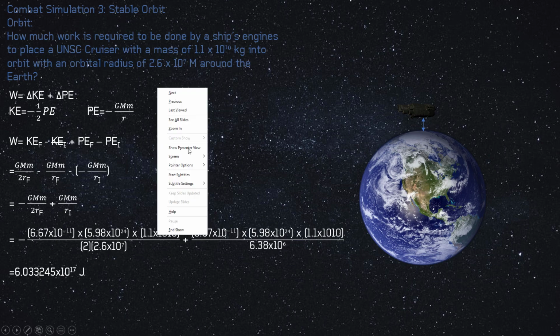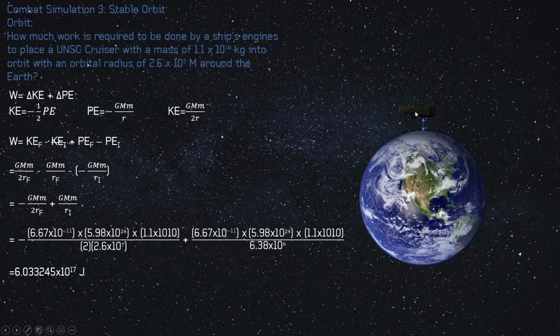For our initial, we know that's at the surface of the planet, so we're just going to use the radius of the planet. So from the center of the planet to its surface, which is 6.38 times 10 to the 6. So we calculate all of that, and that leaves us with 6 times 10 to the 17 joules, and that's how much work the engines would need to do in order to put it into a stable orbit.